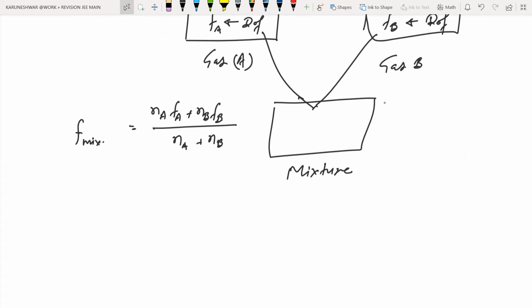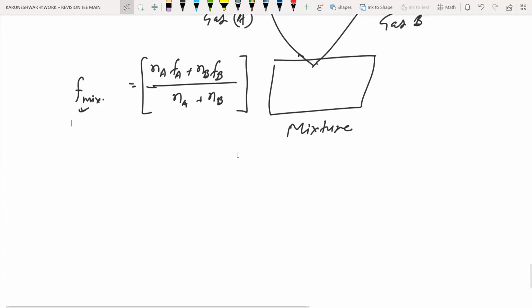Suppose a three-gas mixture is there, you can add the third also. You can add Nc Fc in the numerator, as well as in the denominator: Na plus Nb plus Nc. Likewise, if it is three gases or n gases, you can add like this only. So in the numerator you have the summation of number of moles times degree of freedom, and in the denominator the total number of moles. That will give you F mixture, the degree of freedom of the mixture.